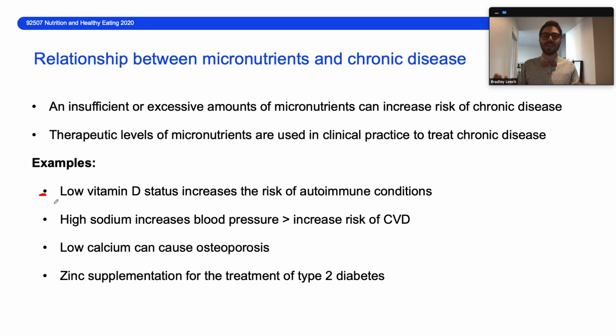Why? Because vitamin D is obtained from the sun, and during the winter months, especially here in lower New South Wales, there isn't sufficient vitamin D from the sun, so this UVB radiation, to actually sustain our vitamin D levels. And when there's low vitamin D levels, that can actually increase this autoimmune disease picture. Okay, high sodium can actually increase blood pressure, which goes on to increase the risk of cardiovascular disease.